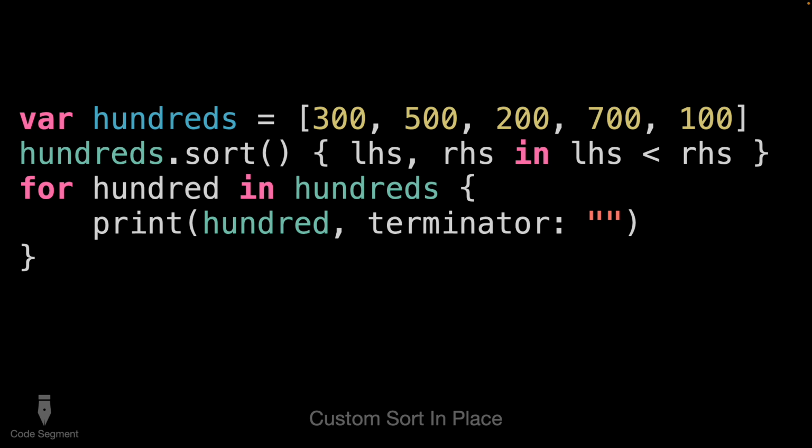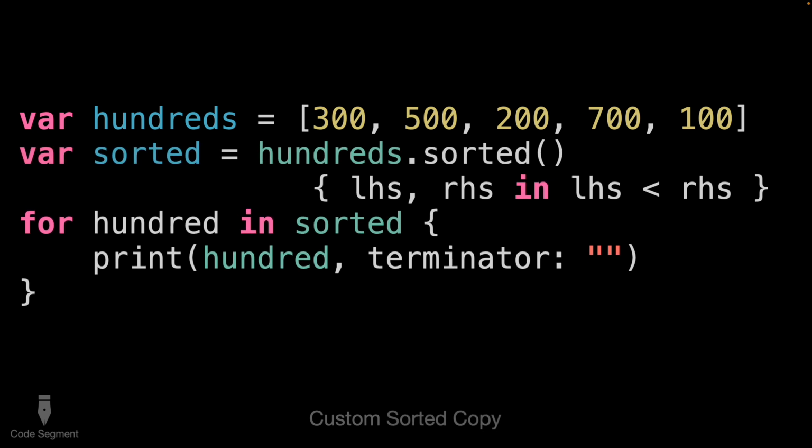Once again, we are modifying the hundreds variable in place. So moving forward from this point, the hundreds variable is now sorted in a descending way. If instead we wanted to create a sorted copy of the hundreds array, then we do sorted and we assign it to a variable or constant, and then we use that moving forward. Same exact syntax for the closure, though.